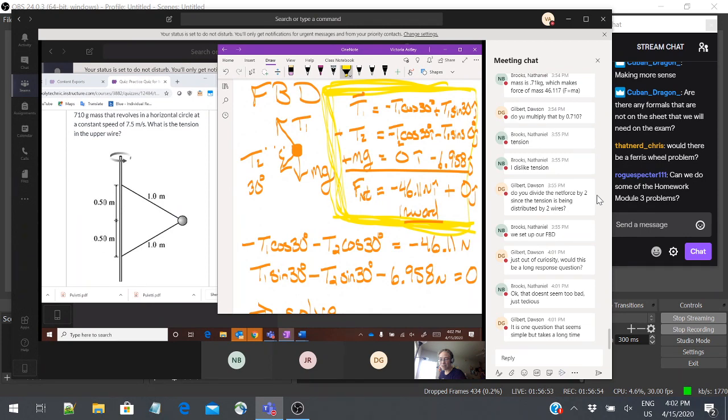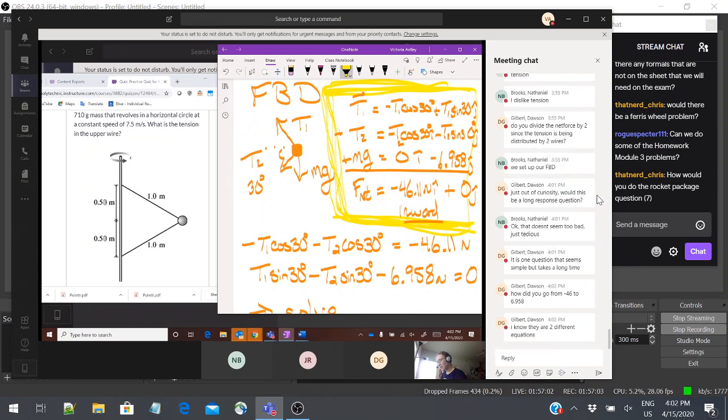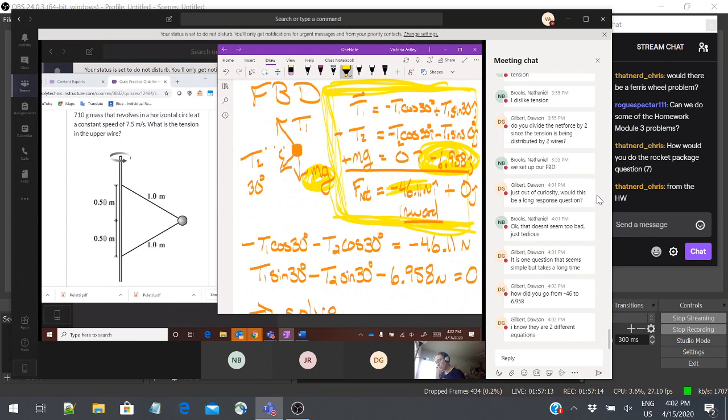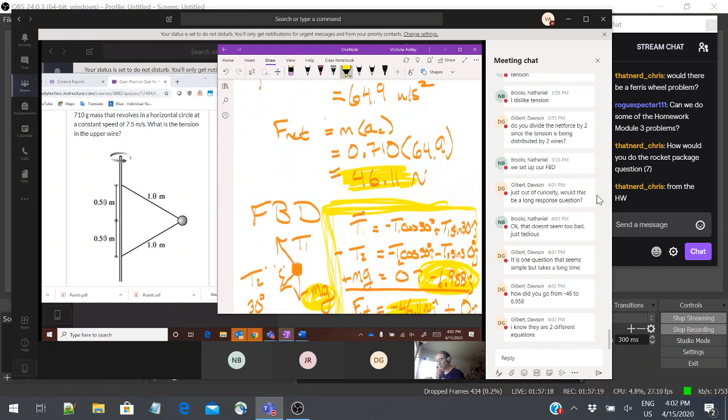If you have specific questions about specific homework problems... I did not go from that. The negative 6.98 is the force of gravity, mg. The 46.11 is the centripetal force. So they both came from different places.